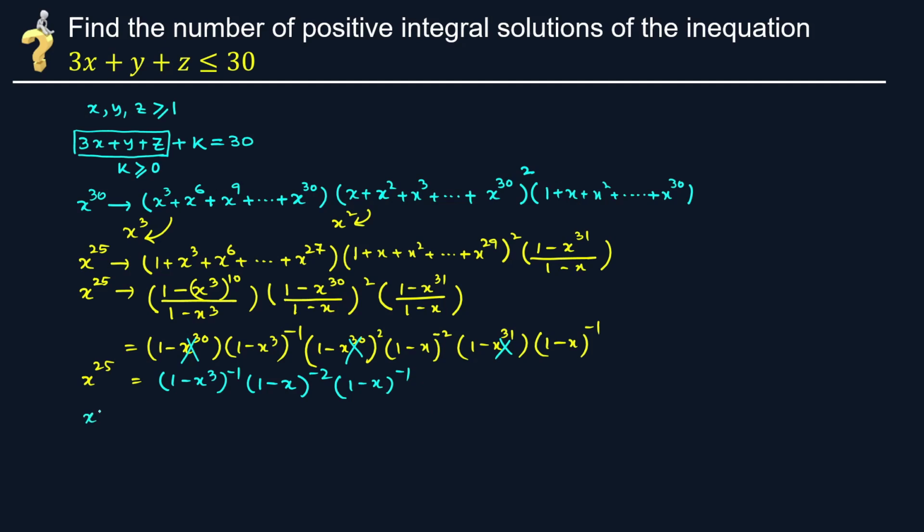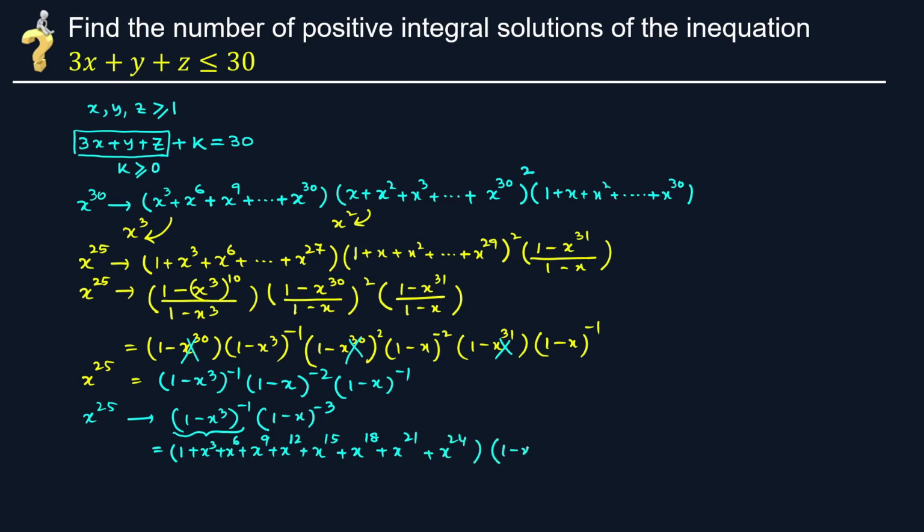So actually we are finding out x to the power 25 in the expansion of 1 minus x cubed to the power minus 1 into 1 minus x to the power minus 3. That's it. Okay? So now, for this expansion, we are actually having what? 1 plus x cubed plus x to the power 6 plus x to the power 9, x to the power 12, x to the power 15, x to the power 18, x to the power 21, x to the power 24. That's it. And this is 1 minus x to the power minus 3. Okay? I need x to the power 25.